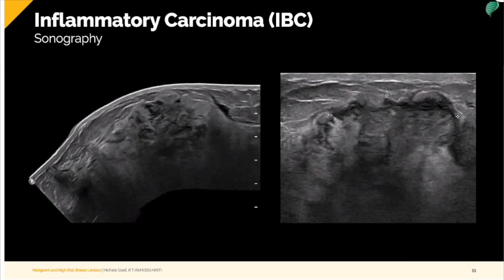Inflammatory breast cancer under ultrasound can have mixed echogenicity. You'll see that thickened skin. So remember, right in here is where you would be measuring. Edema or fluid in the skin and in the tissue. So here you can see some fluid pockets within here.